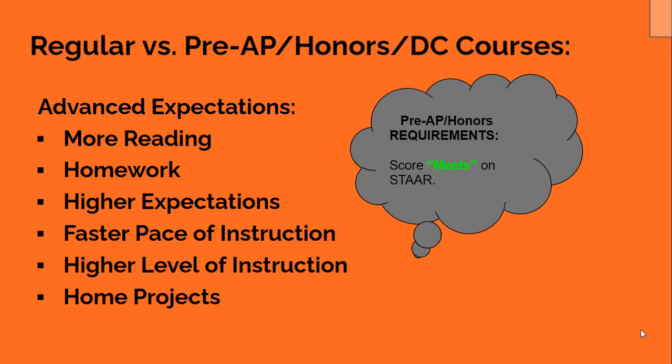One of the first choices you're going to have to make is whether or not you're going to take a regular course or a pre-AP, honors, or dual credit course. We call these advanced courses. Some expectations for those are more reading, homework, higher expectations, faster pace of instruction, higher level of instruction, or some home projects. To get into the advanced courses, you would have to score a meets or higher on your STAAR exam.